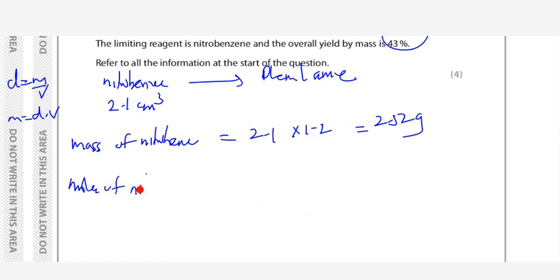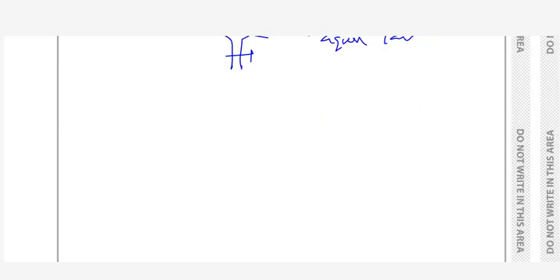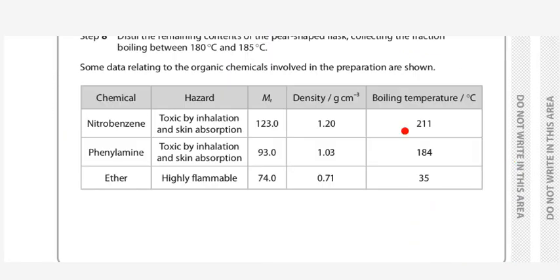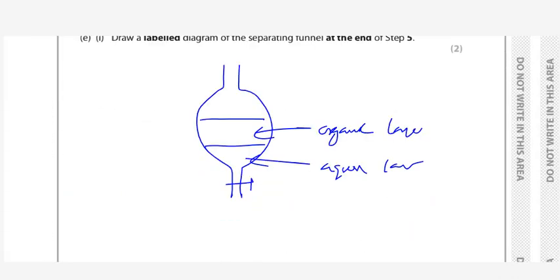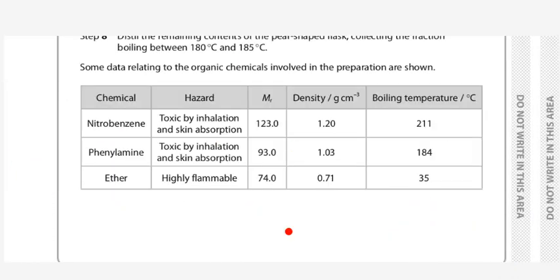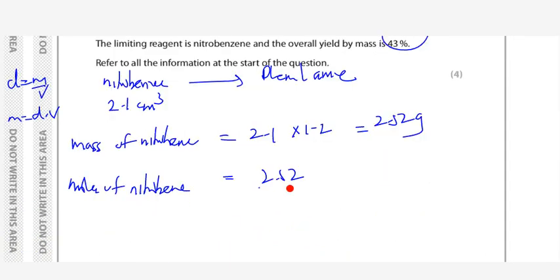Moles of nitrobenzene, because you can use the moles of it to find the moles of phenylamine. 2.52 divided by the molar mass, which is already given in the question. Nitrobenzene is 123. So this is divided by 123. You get the answer as 0.020 moles.